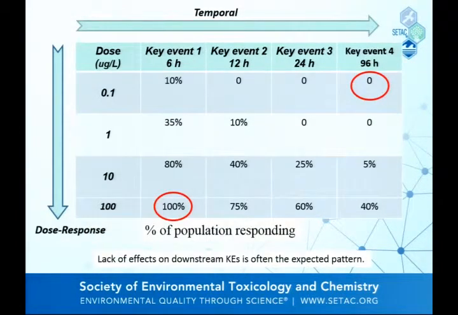This is just another example. Here we've got 4 different key events. It's kind of showing the time points at which they're occurring. You've got your doses, again, going on the vertical axis here. And again, if we look at each key event, you see as you increase dose, you're increasing the proportion of the population that's responding to that given treatment.